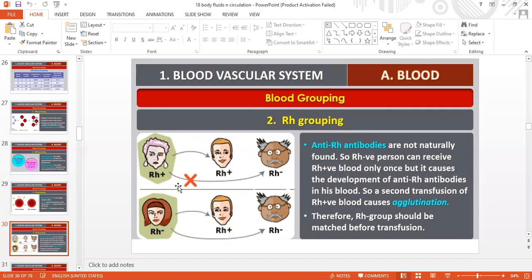So, you can see over here, he is Rh positive. Rh positive can give to Rh positive. Rh positive cannot give to Rh negative. He can give once, but then the second time, whenever he gives the blood, agglutination will take place. Same way, a person who is Rh negative can give to both Rh positive as well as Rh negative, no problem in that.